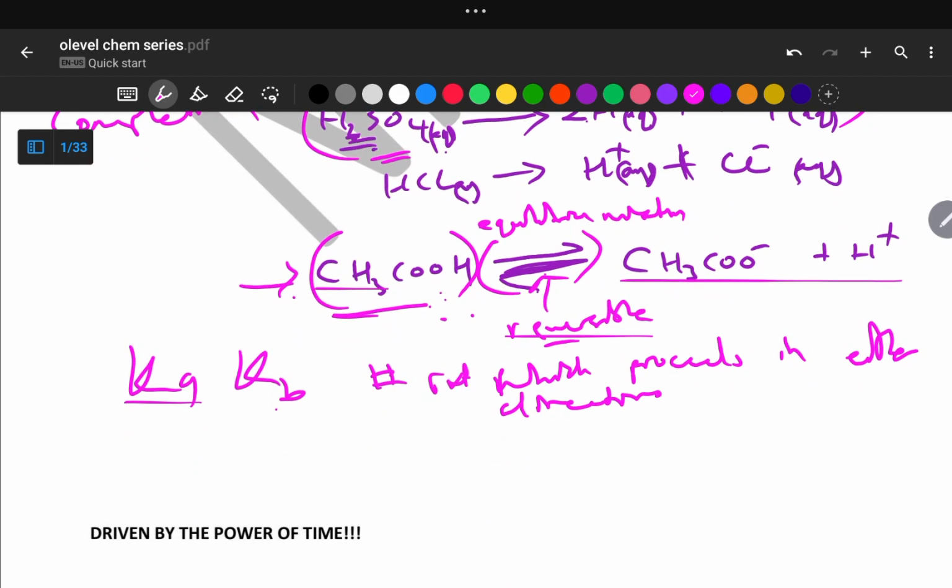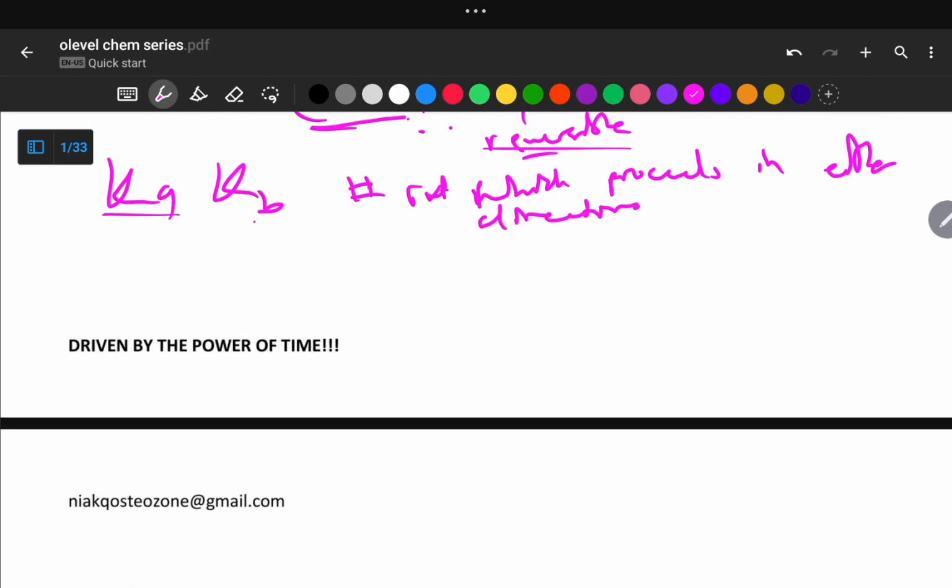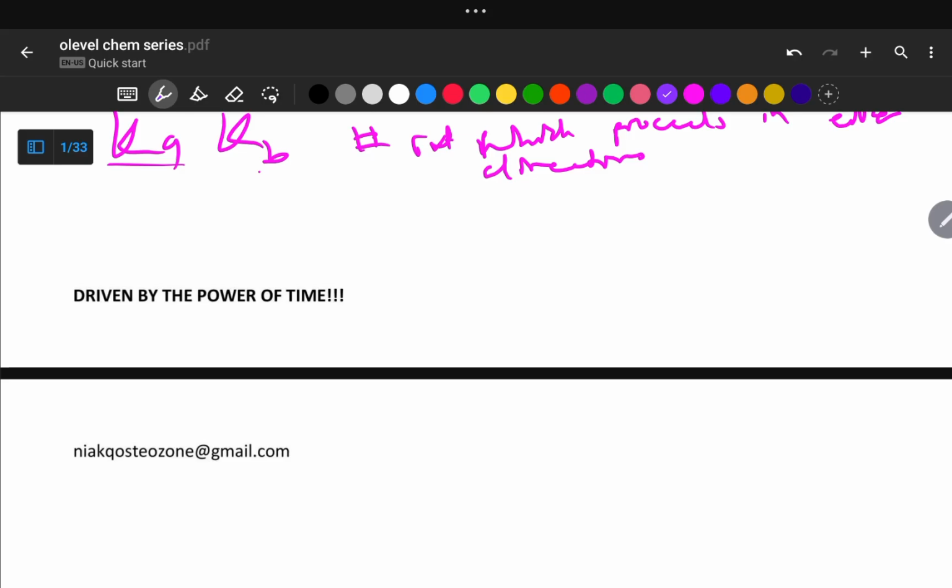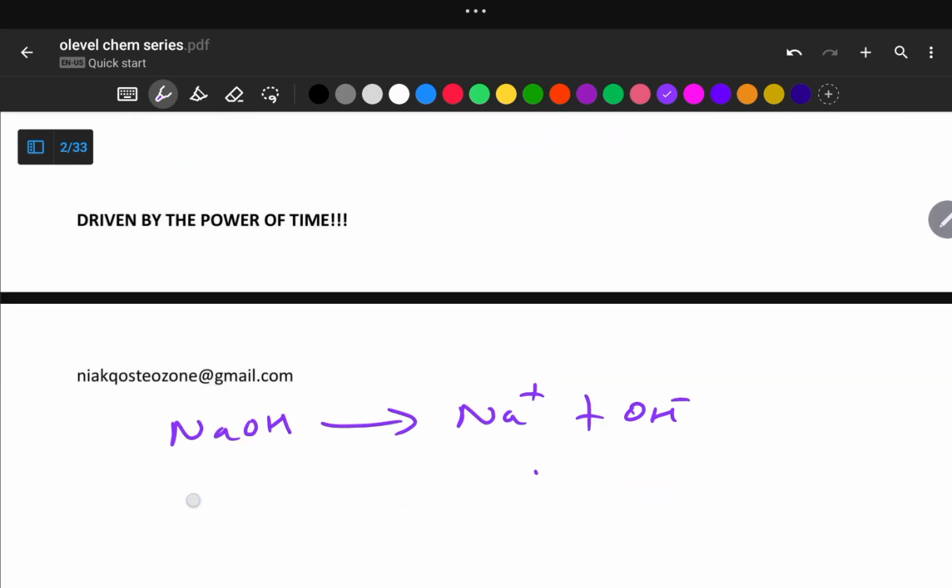And then we go on to the bases. So for the bases, we have a strong base which completely ionizes. So we have sodium hydroxide, the group 1 hydroxides, right? So it completely ionizes to give the sodium ion plus the hydroxide ion. For the weak bases, we have ammonia, which dissociates in water, right? So we have water as the reactant to give ammonium ion plus the hydroxide ion, right?